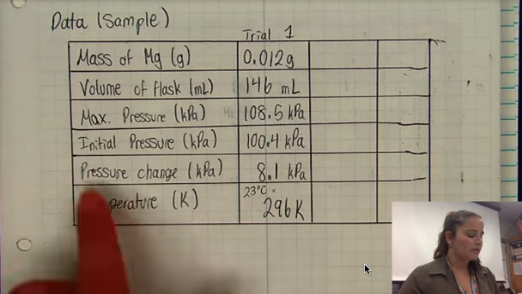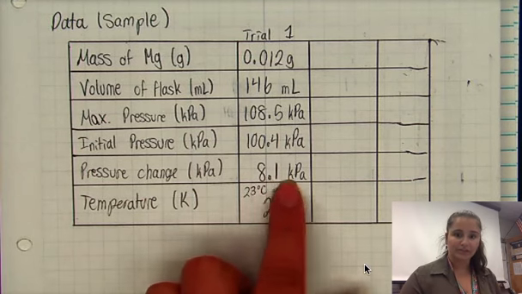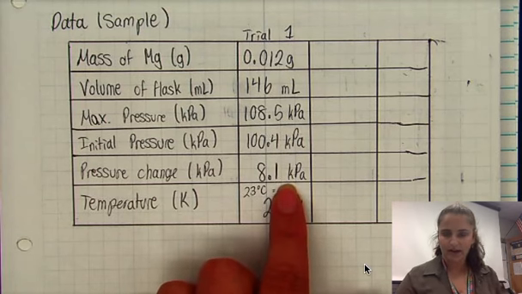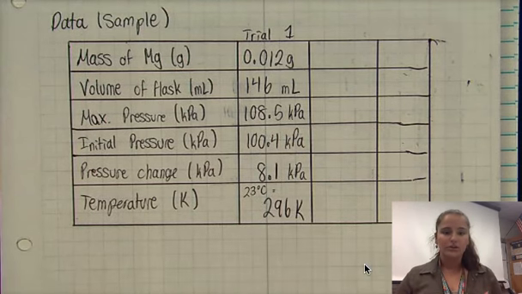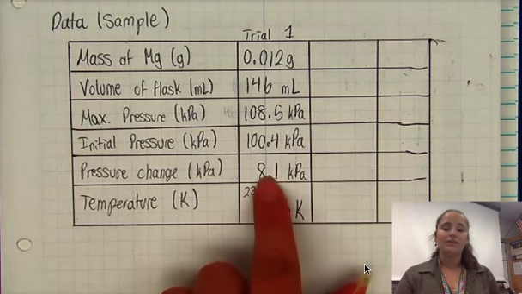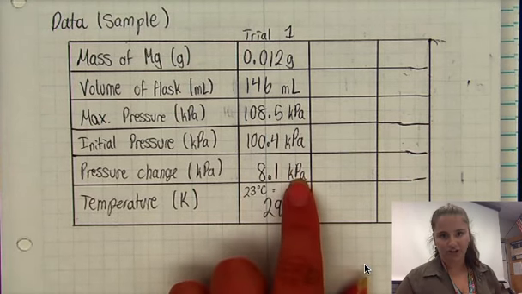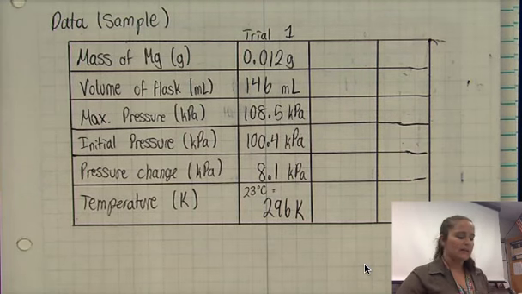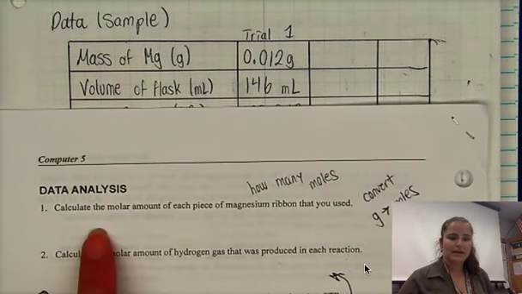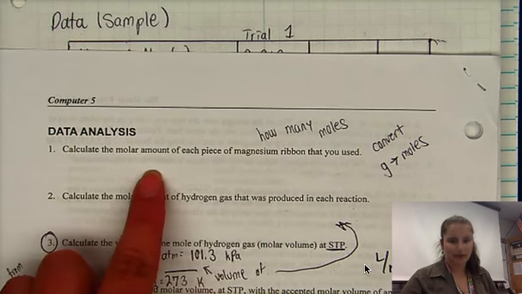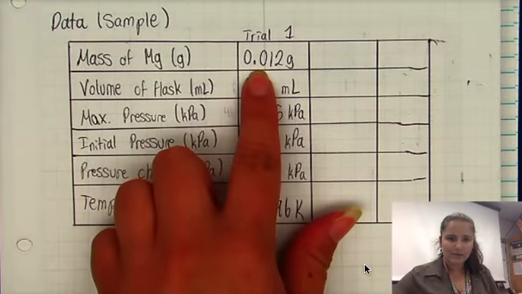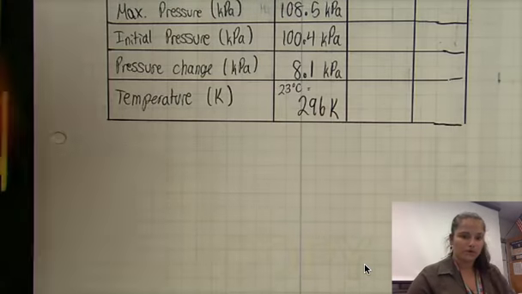Okay. I also want to talk about the pressure change. This pressure change is due only to the hydrogen gas that's being created. There's no other gas being produced, so you can think of this as the partial pressure of the hydrogen. Okay, so when doing the analysis, the first step is to calculate the molar amount of the magnesium. That's just converting from the grams of magnesium that we used to the moles.